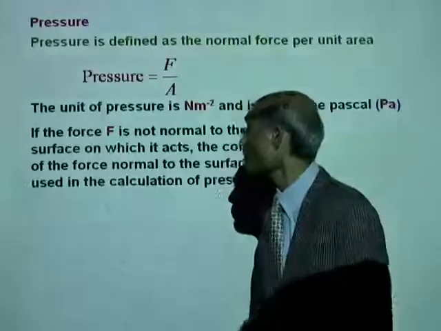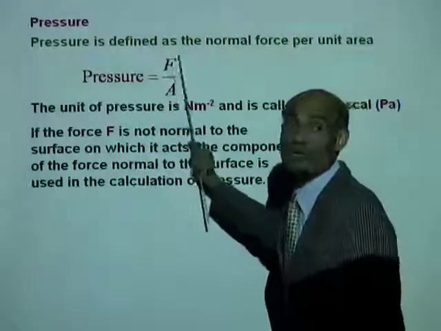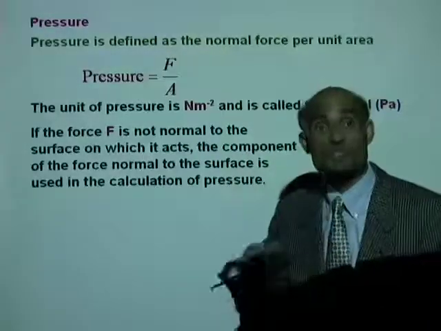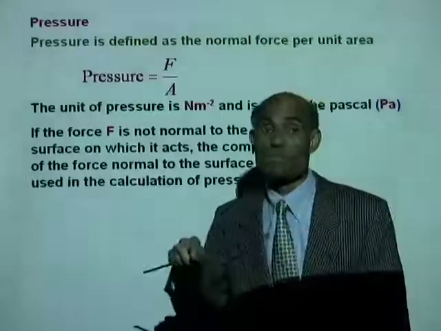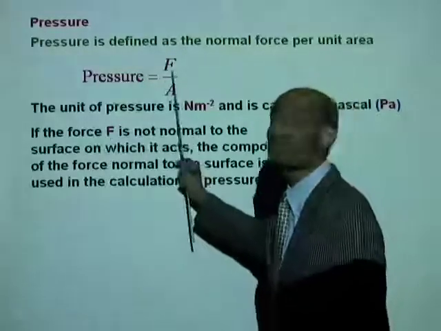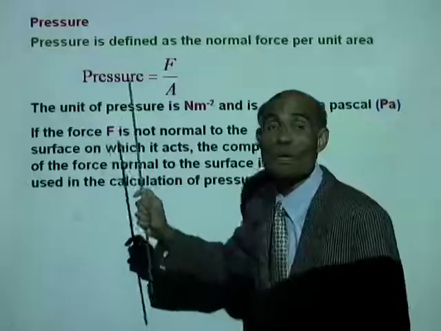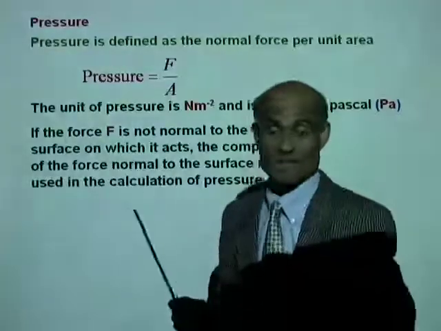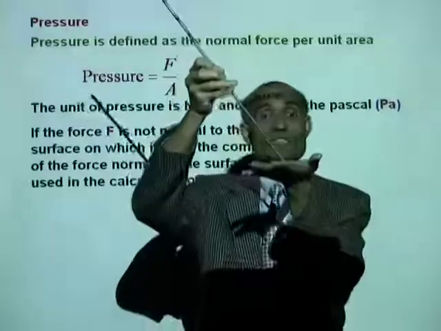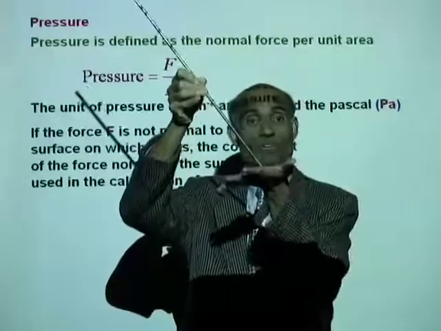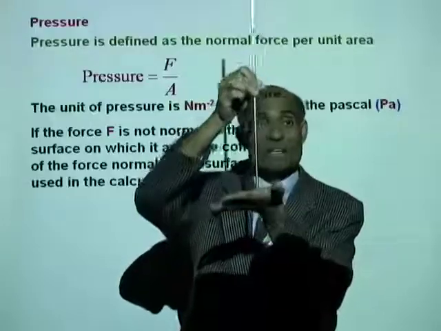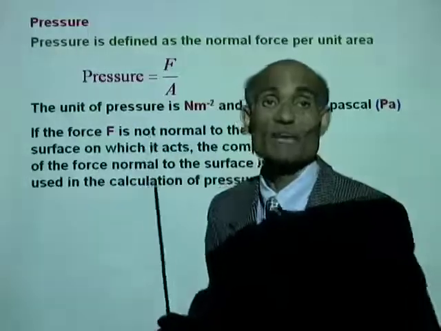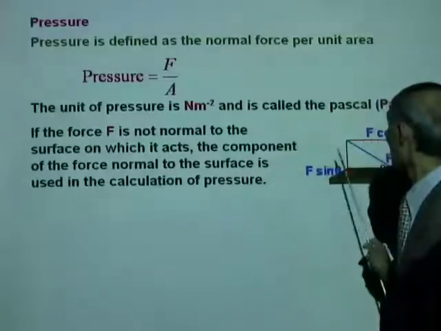Now, if the force F is not at right angles to the surface on which it is acting, then pressure is calculated using the normal component of that force. In other words, if the force is at an angle like this, you need to take the component that is at right angles to the surface for the calculation of the pressure.